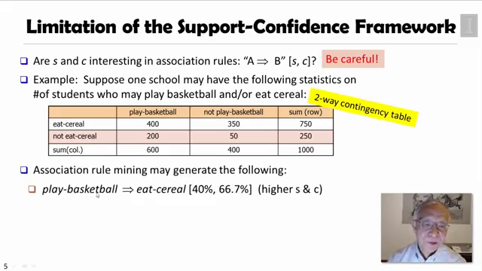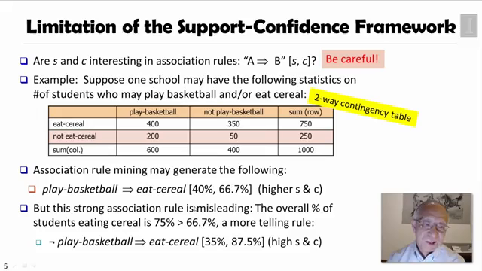Playing basketball implies eating cereal. You will get 40% support because it's 400 over 1,000. You will get 2/3 confidence because you get 400 over 600. So this is pretty high support and confidence. Is this rule interesting? We may try another rule we generated.